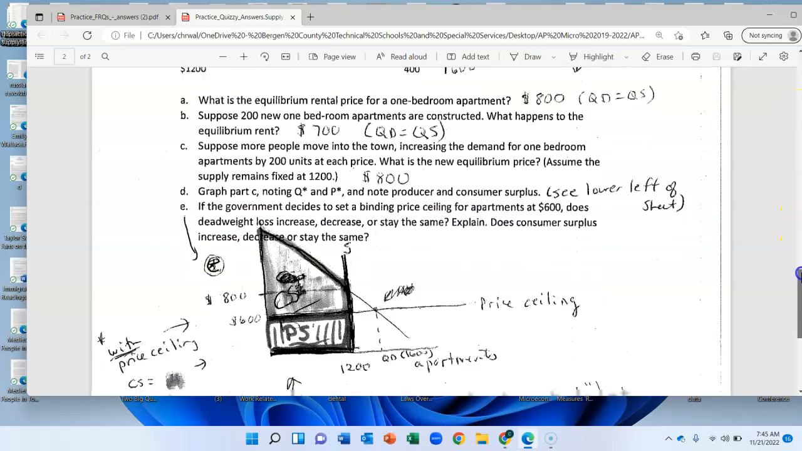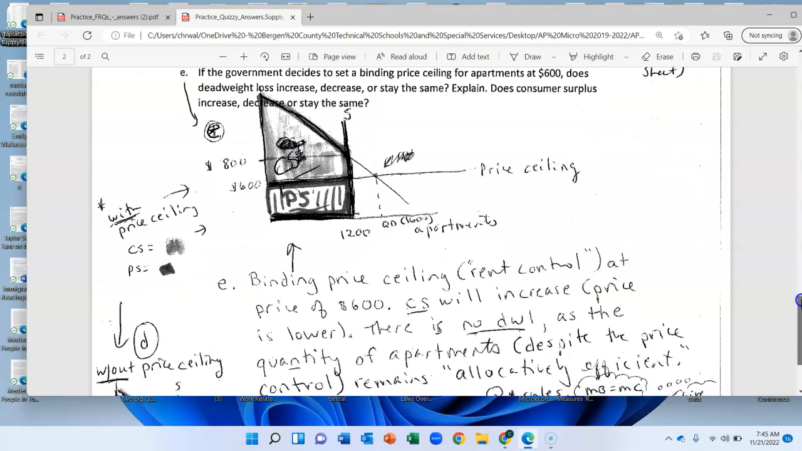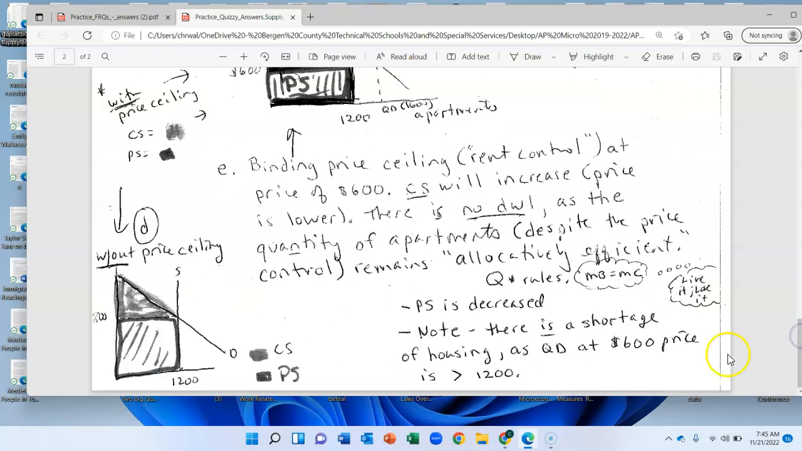Okay, so before we look at the price ceiling, let's just look at consumer surplus and producer surplus with this vertical supply curve. It just looks a little weird, so it's good to have a little bit of exposure to this. Consumer surplus, okay. Here's the price of the good. It's an equilibrium price at 800. This is the quantity supplied and demanded, 1,200.